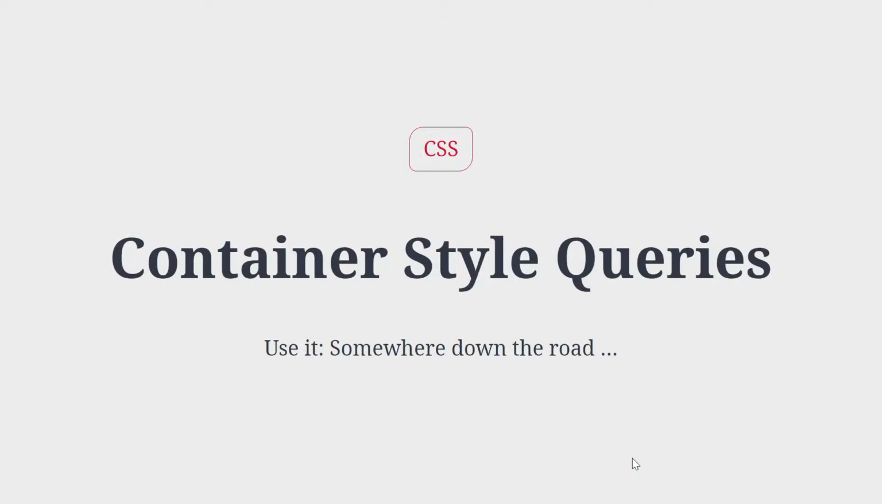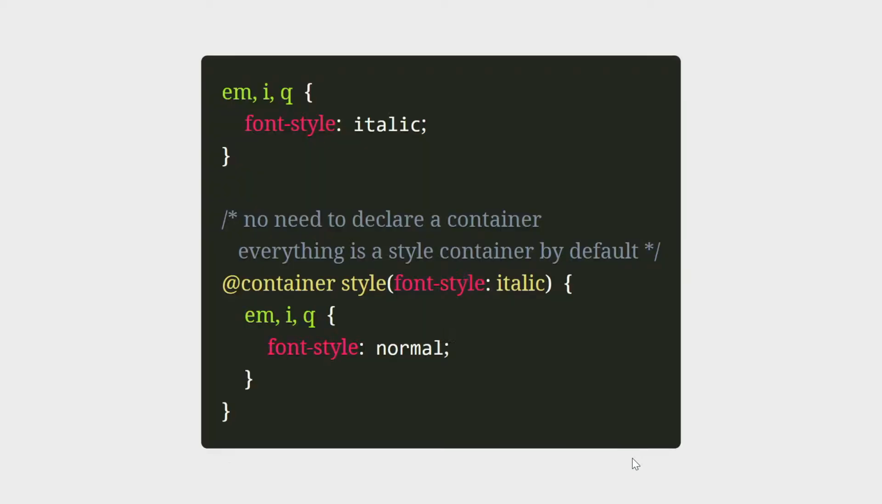What you may not know is that next to container queries, we also get container style queries. Not yet, but somewhere down the road. In this case, the example would be we have HTML elements, EM, I, and Q, and they usually have font style italic. And if they are in another container which already is italic, you can use this syntax to put them to font style normal. In this case, you don't have to declare an extra container, because in styling, everything is a container. This has very special use cases, but it's not working right now.